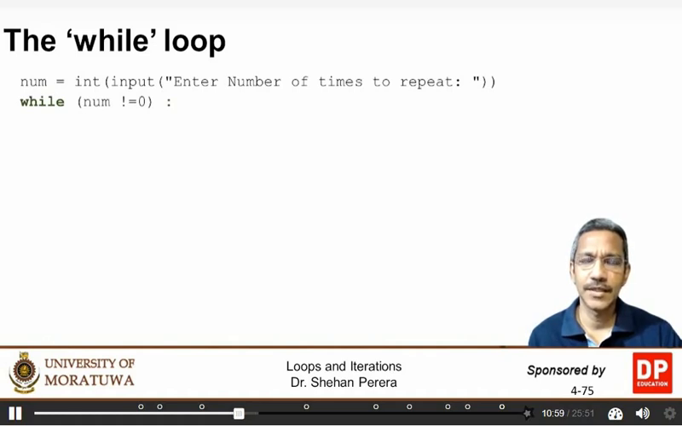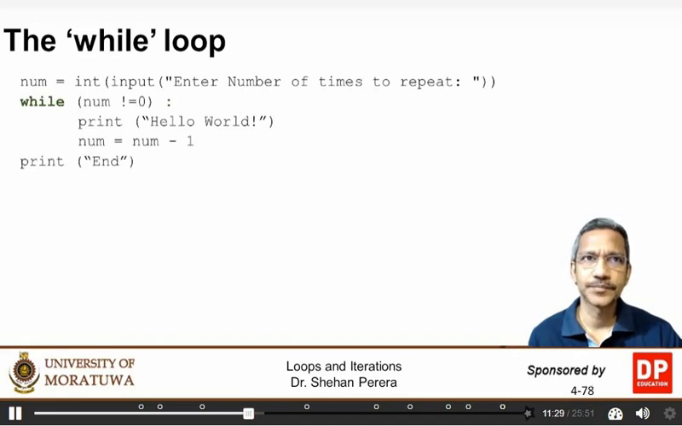We have the while keyword. We have the condition where we say we want this to be continued until the number is not equal to 0, and also we have the colon. Then we have the line of code to print the hello world, and we can't stop there. With a for loop, we can stop there, but with a while loop, we need to make sure that we reduce the number by 1 so that sometime it will become equal to 0 so that we can exit this while loop. Then we finish off the code and we put an end.